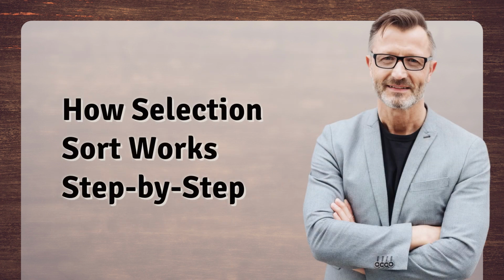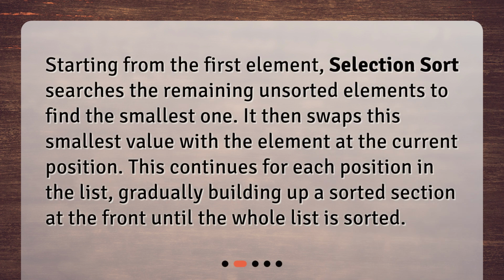How selection sort works step by step. Starting from the first element, selection sort searches the remaining unsorted elements to find the smallest one. It then swaps this smallest value with the element at the current position. This continues for each position in the list, gradually building up a sorted section at the front until the whole list is sorted.